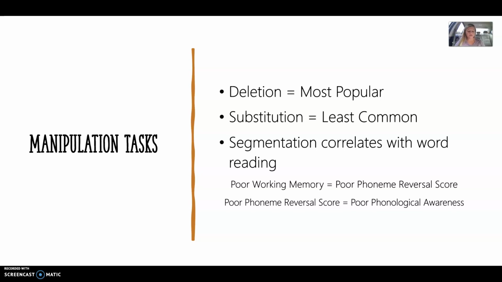Segmenting is the most used in schools, and I believe this is because it's kind of harder for the students to do, so they like to have that available to them. Next, we have poor working memory, which we talked about earlier, and then poor phoneme reversal score. So if they have a poor working memory, then they're going to have a poor phoneme reversal score. While they have a poor phoneme reversal score, they also have poor phonological awareness.